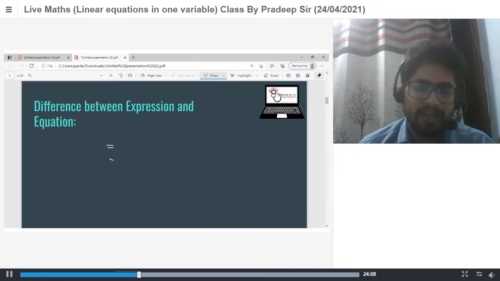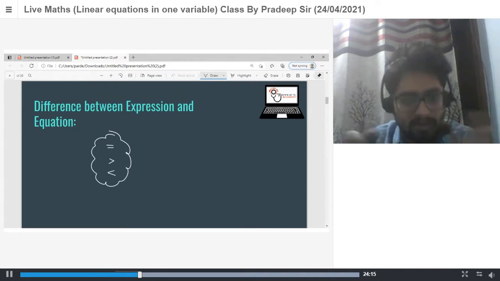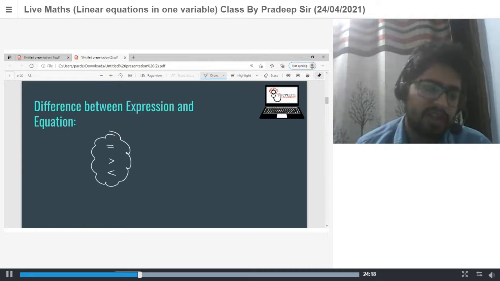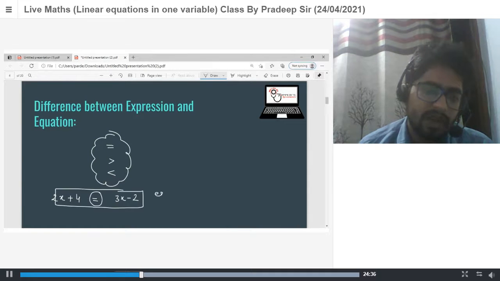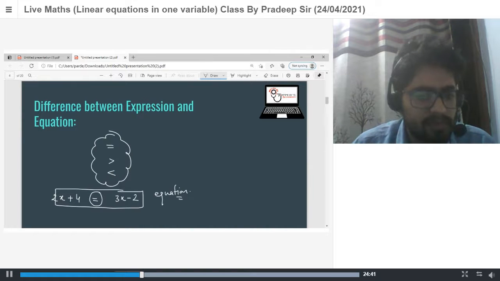This is the symbol for greater than and this is the symbol for less than. If we equate two expressions using the equal sign, then that whole thing becomes an equation. For example, say we have 2x plus 4. This is an expression. Let's say the second one is 3x minus 2. This is also an expression. If we equate them using the equal sign, this will be an equation in one variable.